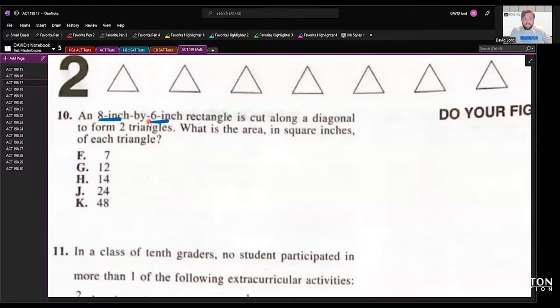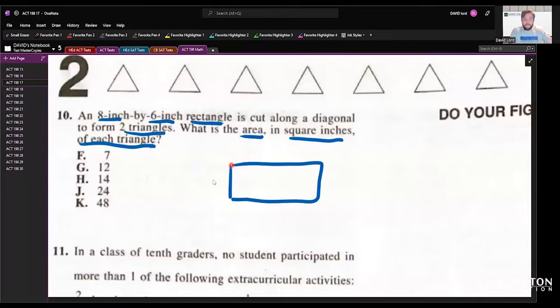Question number 10. An 8-inch by 6-inch rectangle is cut along a diagonal to form 2 triangles. What is the area in square inches of each triangle? So we can draw a rectangle. And I'm going to write this is 6 and this is 8. And we are going to cut along the diagonal, which is going to go across here.